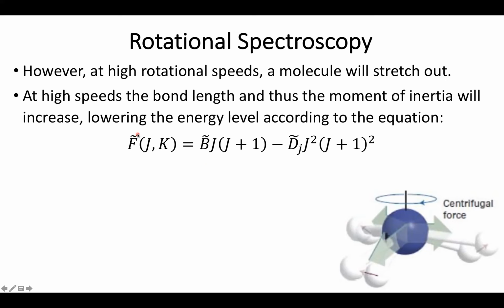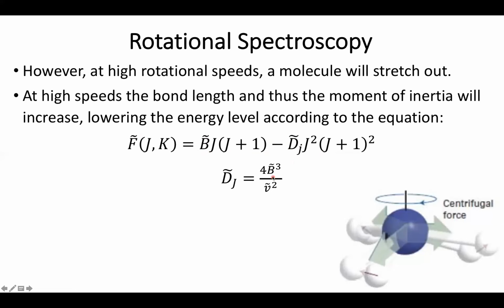And so what will end up happening is at high values of j, we're going to lower the energy level according to our general equation, where here, let's assume we're dealing with a spherical or simple system. So E equals B times j times j plus 1. This is my classic spherical or linear system, and I'm dampening it by the distortion factor of D sub j.